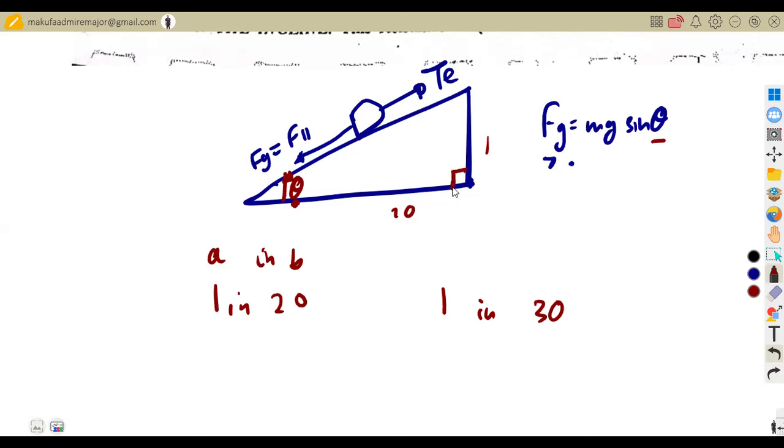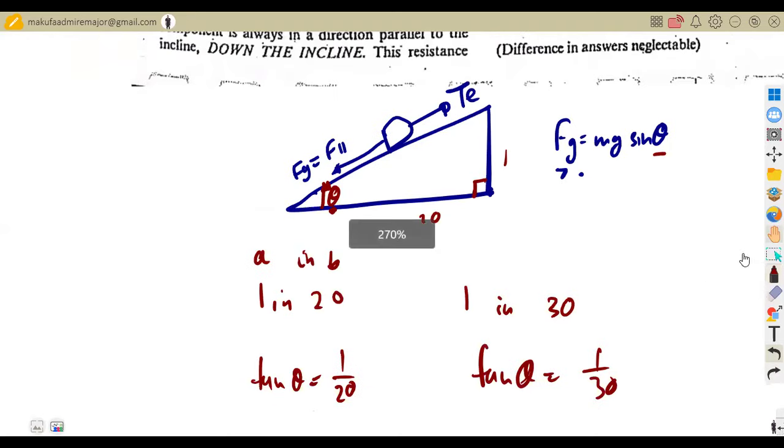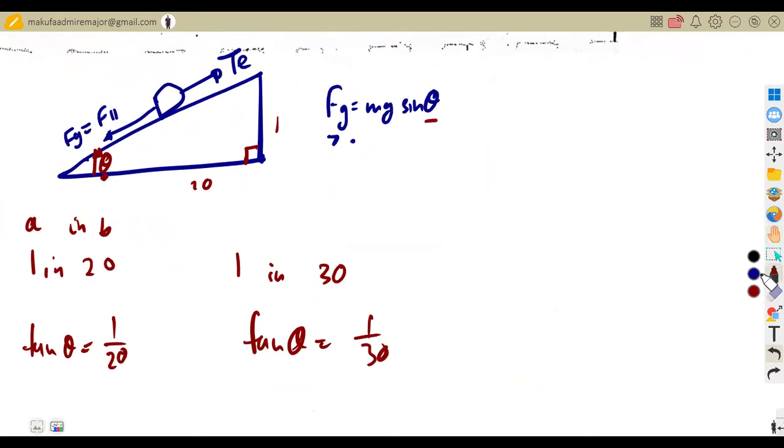Remember, this is a right angle triangle. So it follows that the tan of theta is equal to 1/20. The tan of theta is equal to 1/30, 1:30, 1/30. But now it also follows that in our mathematical calculation, I say this in our science, that when theta is small, they are called small angles.